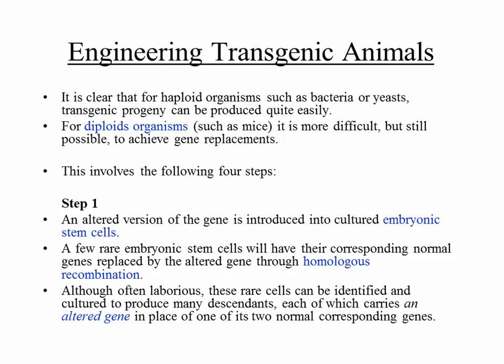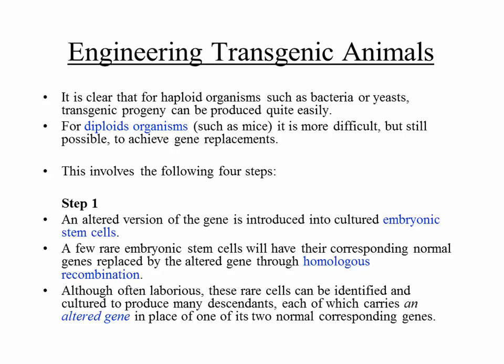You have to put mutations in those, okay. So it's a little bit more complicated. Here this involves the following 4 steps. An altered version of the gene is introduced into cultured embryonic stem cells. Now few rare embryonic stem cells will have their corresponding normal genes replaced by the altered gene through homologous recombination. We all know what homologous recombination is, okay. Sequences which are similar, they line up together and then there's a crossover, right.